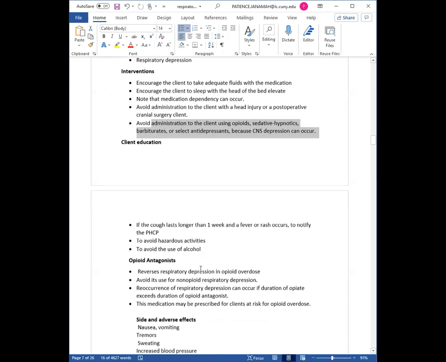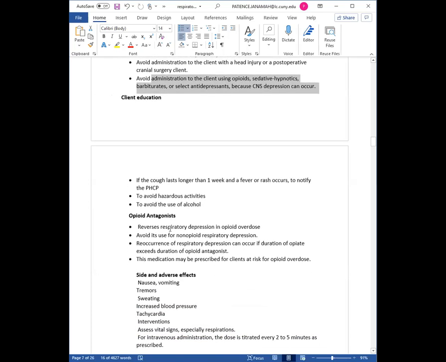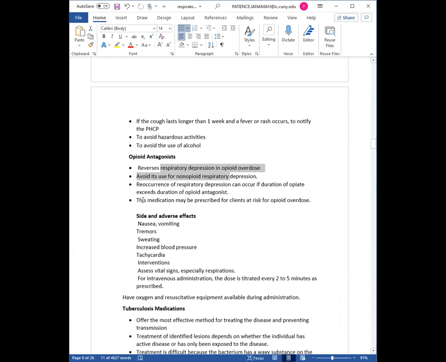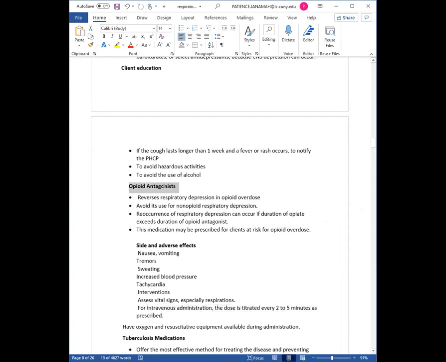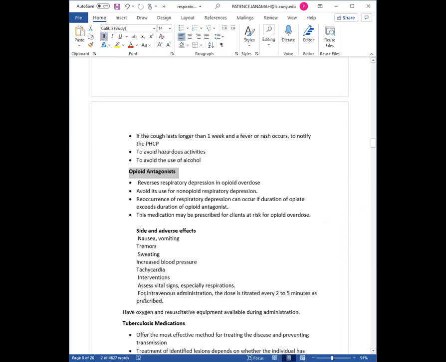Now, opioid antagonists, and this one reverses respiratory depression in opioid overdose. When there's an overdose, it suppresses that. We know opioid is for pain. Now, the side effects are nausea, vomiting, tremors, and so on. For intravenous medication, the dose is titrated 2 to 5 minutes apart as prescribed. That's the opioid antagonist.